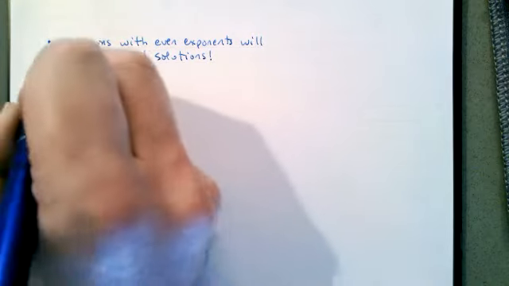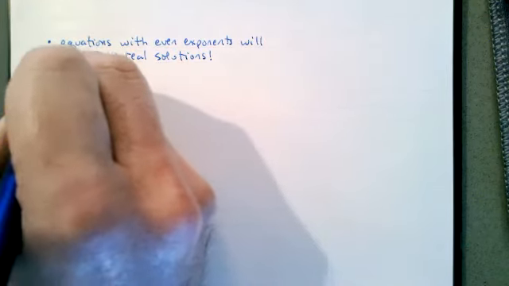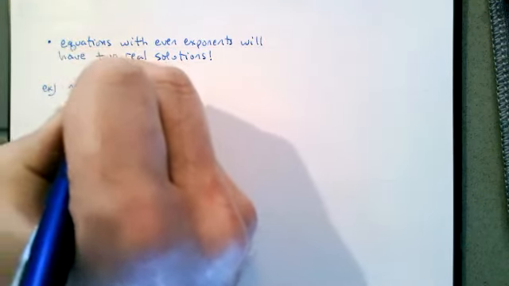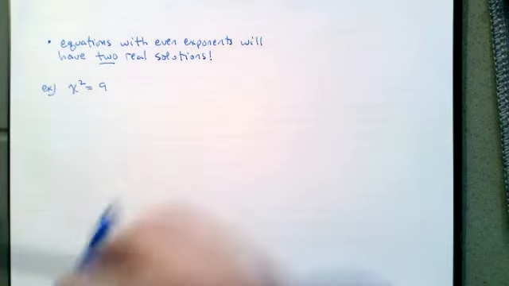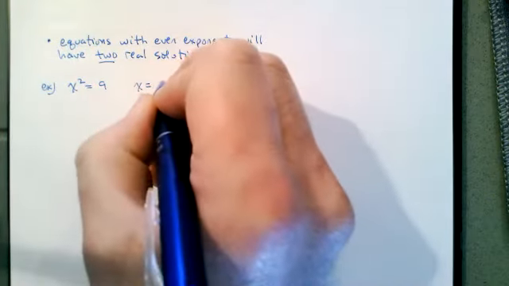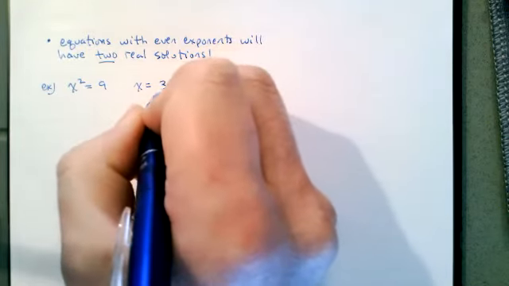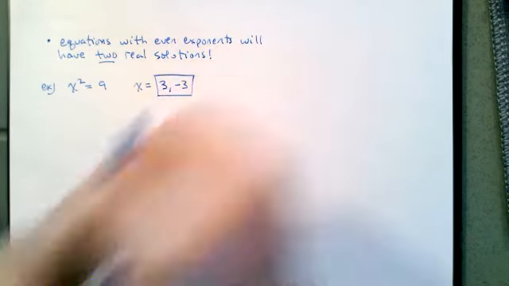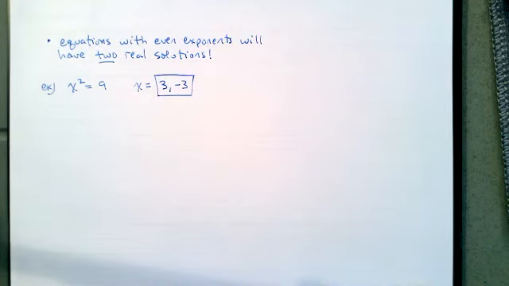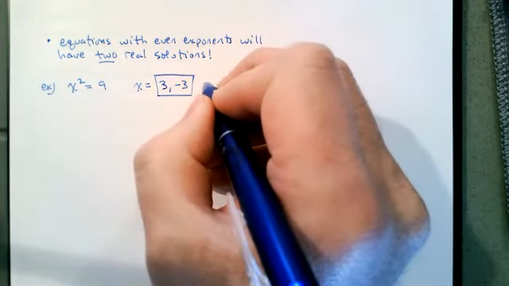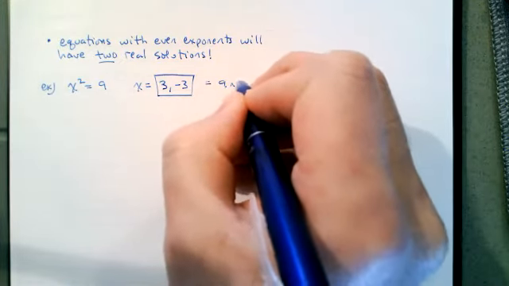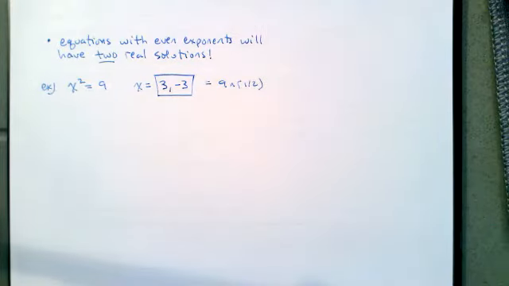So for example, if x squared is equal to 9, we have two solutions, a positive 3 and a negative 3. Equations with even exponents will have two real solutions. I forgot to write down the 9 to the 1/2 power. The inverse of an exponent is a reciprocal exponent.